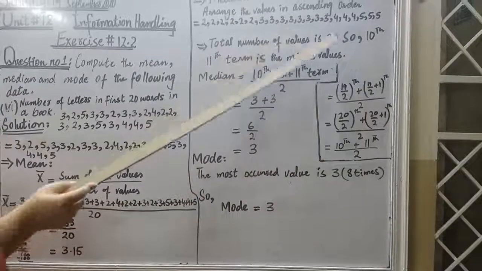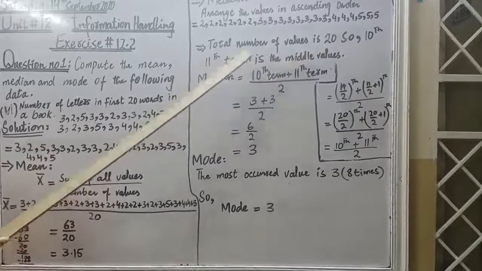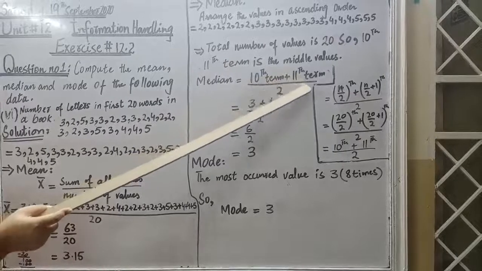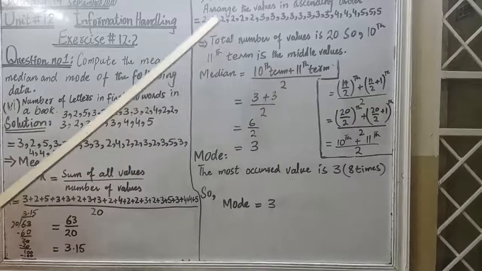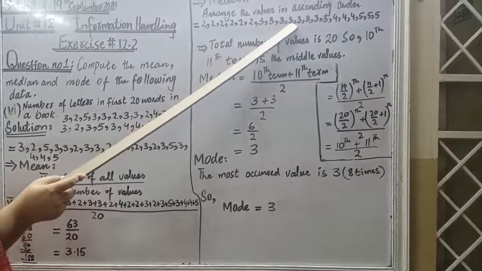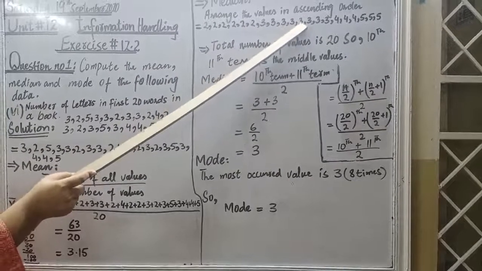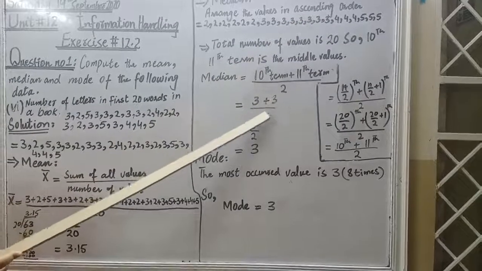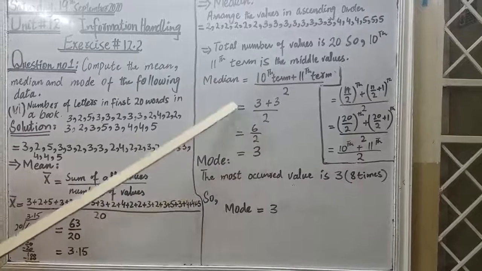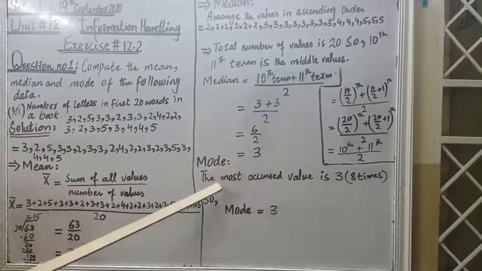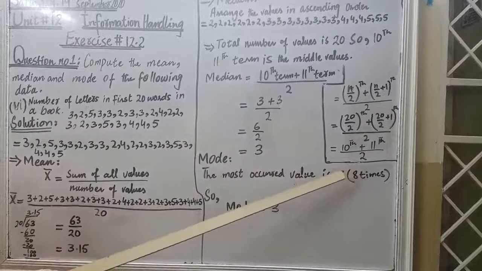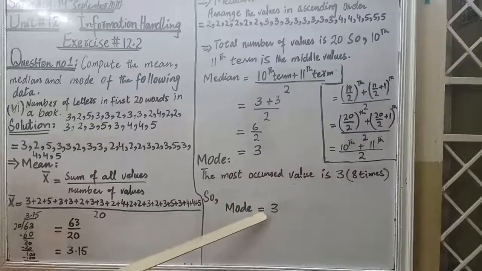So our 10th and 11th terms are the middle values. By using the formula, the median is the 10th term plus the 11th term divided by 2. Counting to the 10th term: 1, 2, 3, 4, 5, 6, 7, 8, 9, 10. The 10th term is 3 and the 11th term is also 3. So 3 plus 3 divided by 2, 6 by 2 is 3. So our median is 3. Now mode. The most occurred value is 3, which occurred 8 times in this data, so our mode is 3.